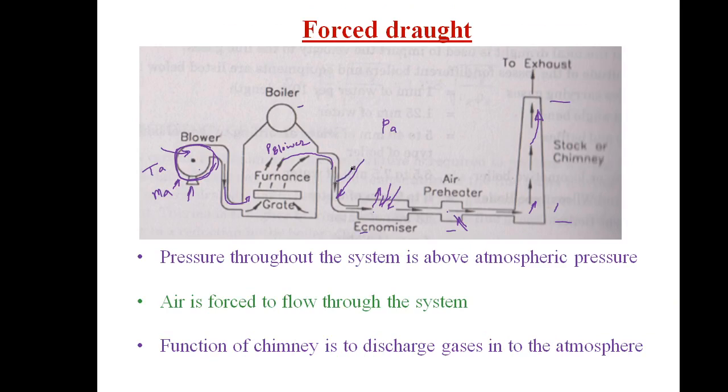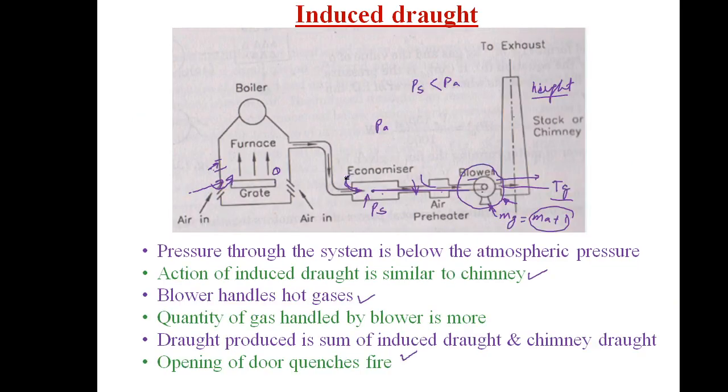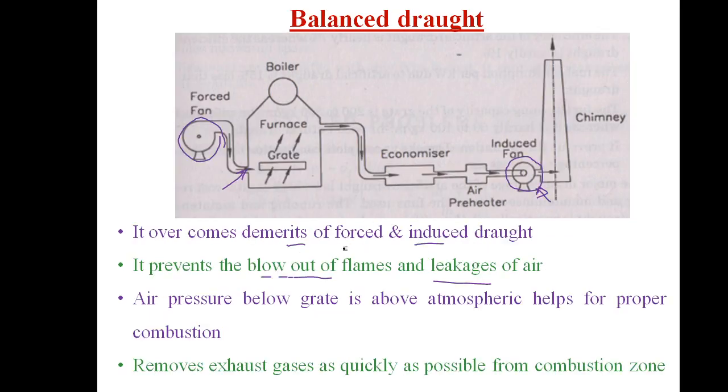If there is a leakage, the hot gases will come out. In case of induced draught, if there is a leakage, the air enters into this system. So both these drawbacks are overcome in this balanced draught.